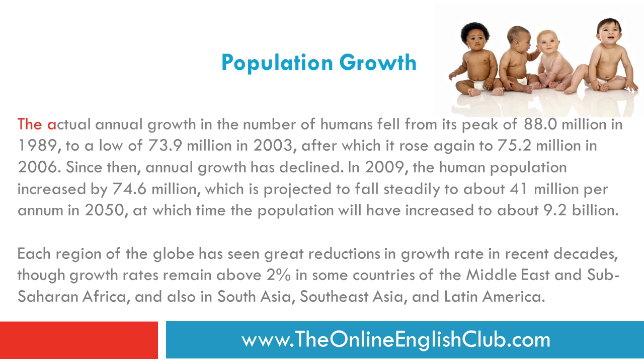The actual annual growth in the number of humans fell from its peak of 88 million in 1989 to a low of 73.9 million in 2003, after which it rose again to 75.2 million in 2006. Since then, the annual growth rate has declined. In 2009, the human population increased by 74.6 million, which is projected to fall steadily to about 41 million per annum in 2050, at which time the population will have increased to about 9.2 billion.